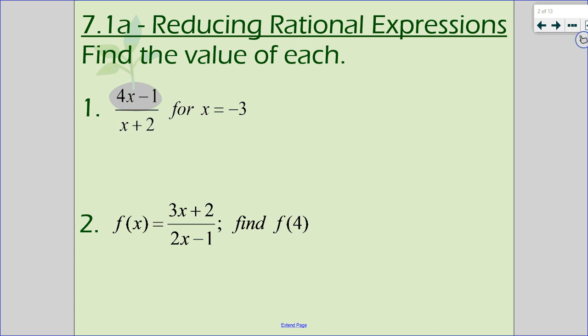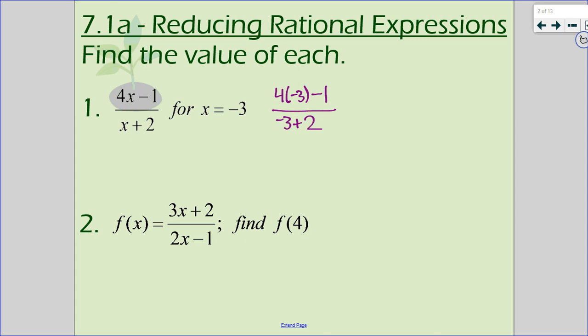So for number 1, if it says evaluate or find the value of this rational expression given x equals -3, all that means is you're going to plug in -3 where you see x. So that means I'm going to write 4 times -3 minus 1, plugging in -3 where I saw the x, over -3 plus 2. So I plugged in -3 wherever I saw the x.